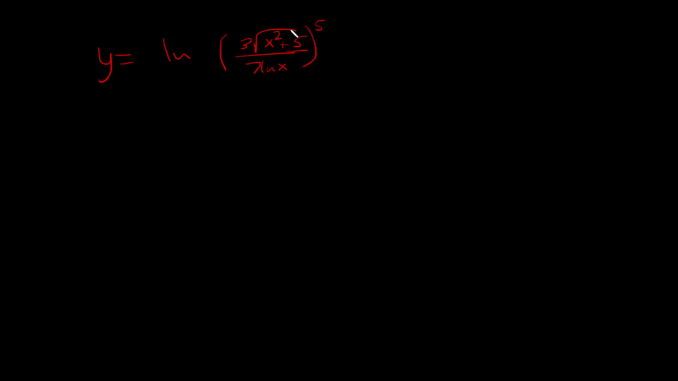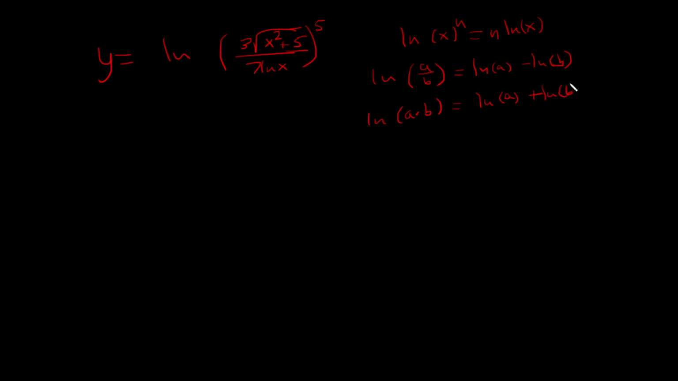Okay, so let's first review the log properties that we need here. Whenever you have ln of x to a power n, you bring down the exponent and multiply it by the log. If you have ln of a over b, that's just ln of a minus ln of b. And if you have ln of a times b, you're just going to add those two. So let's keep that in mind as we're solving this.